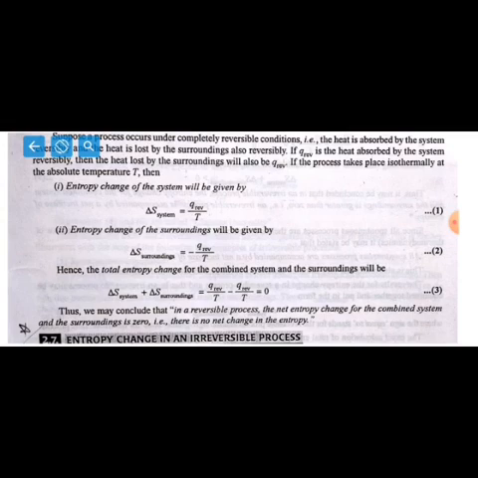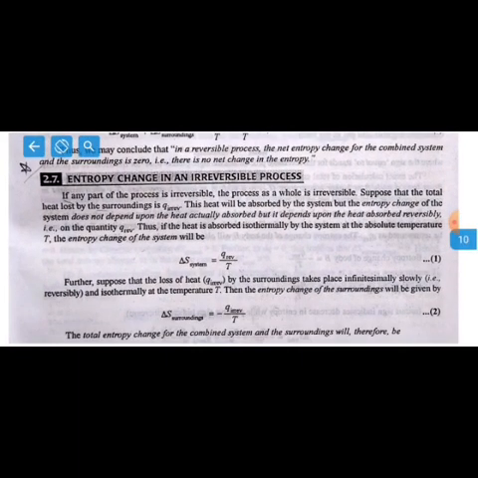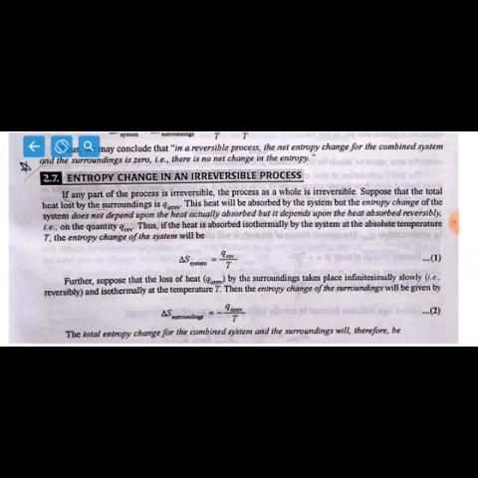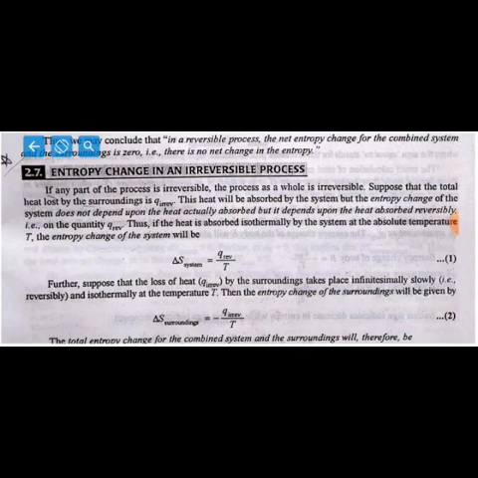Thus we may conclude that in a reversible process the net entropy change for the combined system and the surrounding is 0, that is, there is no net change in the entropy. Entropy change in an irreversible process. If any part of the process is irreversible, the process as a whole is irreversible. Suppose that the total heat lost by the surrounding is Q irreversible.